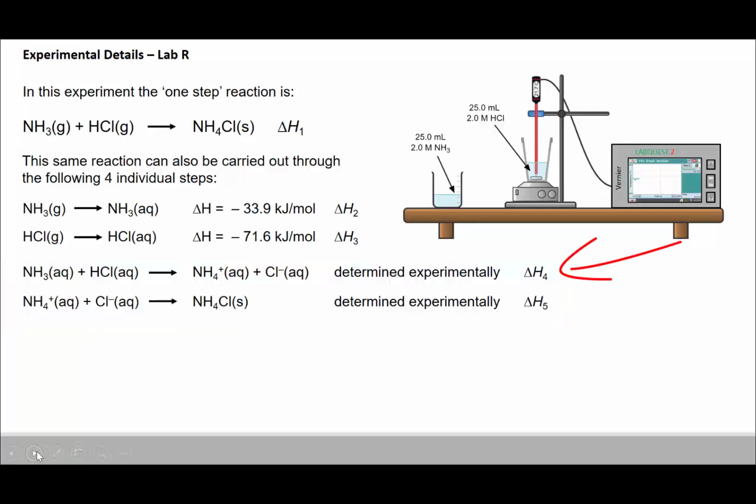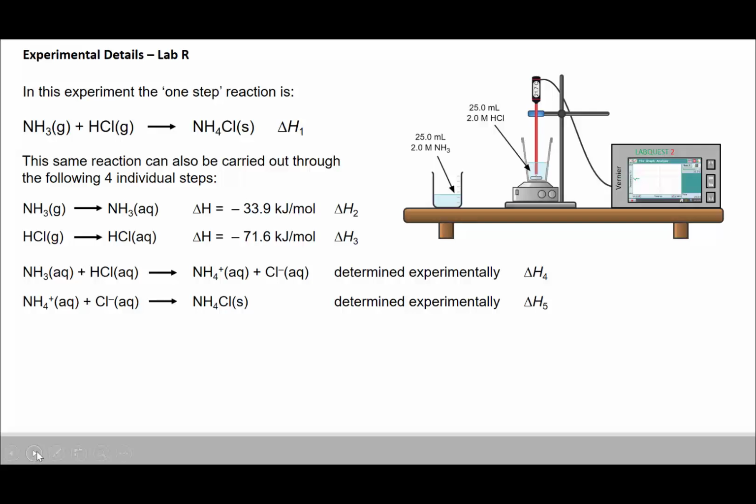The third reaction can be conducted as described by the balanced chemical equation. Specifically, aqueous ammonia and hydrochloric acid are directly combined, and the change in temperature for the resulting solution is measured. The fourth reaction, however, must be studied in reverse. That is, solid ammonium chloride is dissolved in water to produce the ammonium and chloride ions.